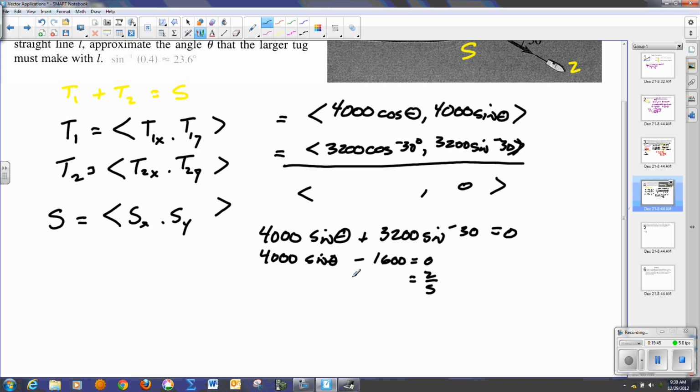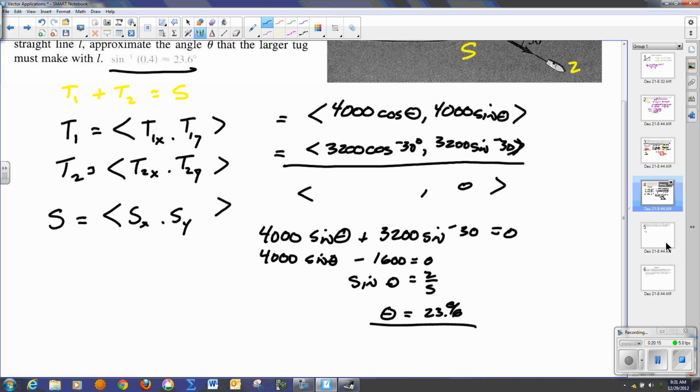And that's going to equal sine of theta. Take my inverse sine of 2/5, and that's going to get me about 23 degrees. And actually 23.6 if we were going to go into decimals. And that's the answer that I gave you in the initial problem. So there we have it.